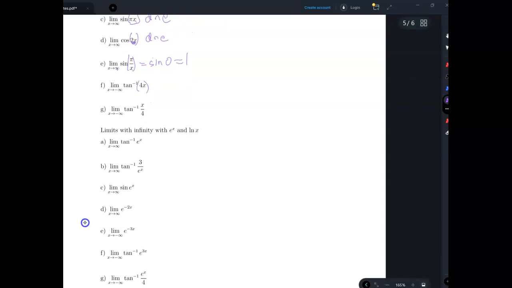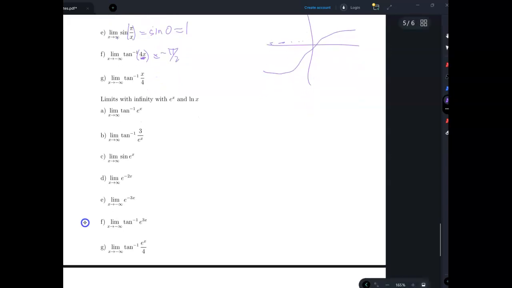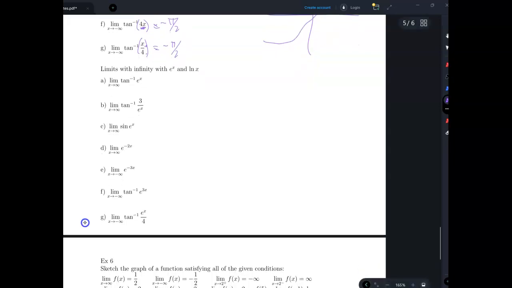Okay, how about this one? Negative infinity put inside. 4 times negative infinity. And so again, let me just draw the graph. As I'm going to negative infinity on this graph, I get negative pi over 2. Okay, let's do this again. So negative infinity divided by 4 is negative infinity. And then arctangent of negative infinity, again, it's negative pi over 2. So you remember that e to the infinity is infinity, right? Okay, so here I'm going to put the infinity in first. Infinity, arctangent of infinity, that's pi over 2.